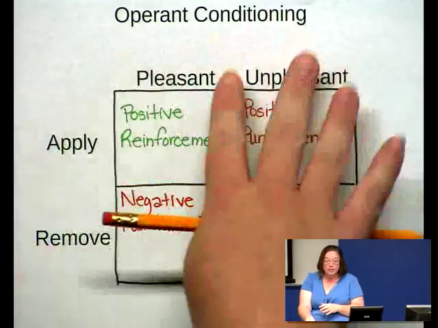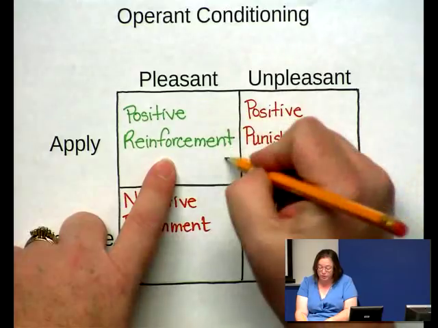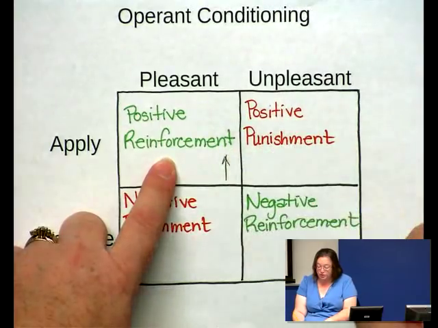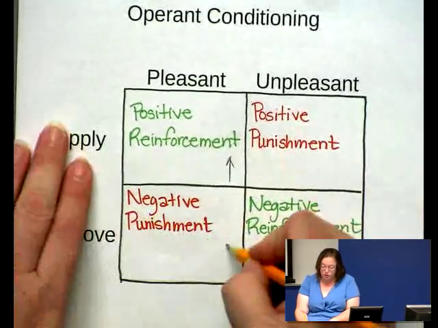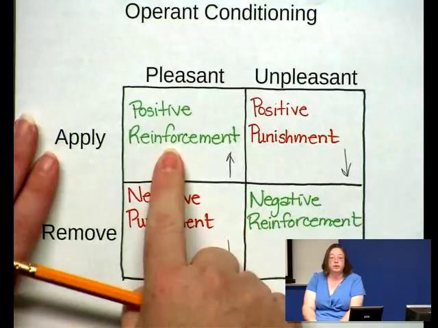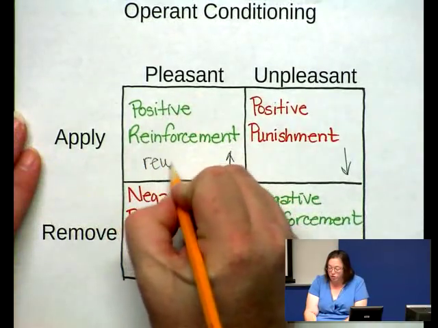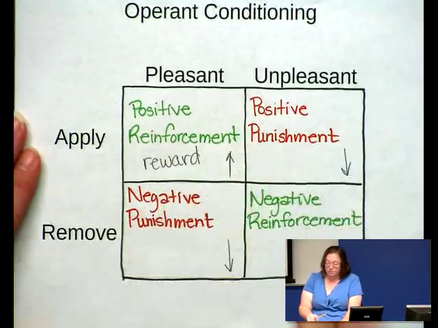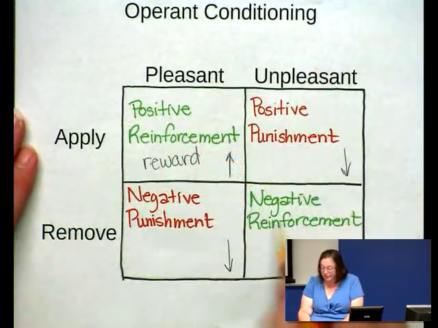So remember, in operant conditioning, both reinforcements' purpose is to increase behavior. Both of the punishments' purpose is to decrease behavior. Now, the positive reinforcement is applying something pleasant. That's like a reward. Negative reinforcement is removing something unpleasant. That's the escape.